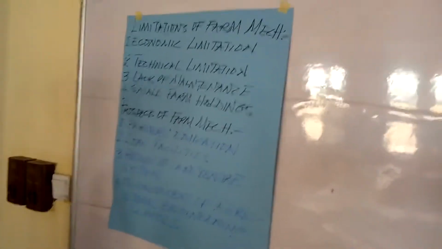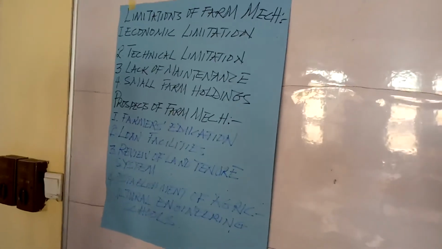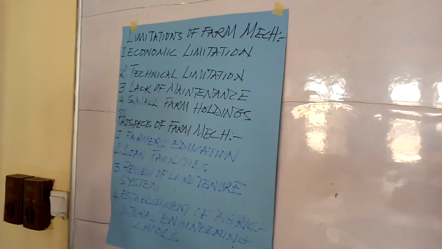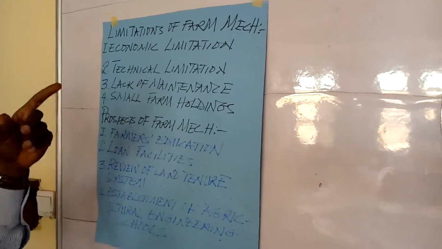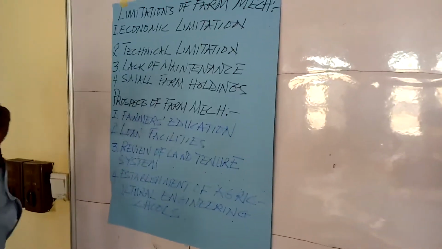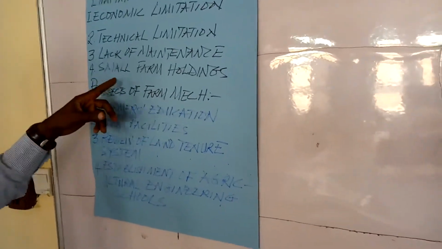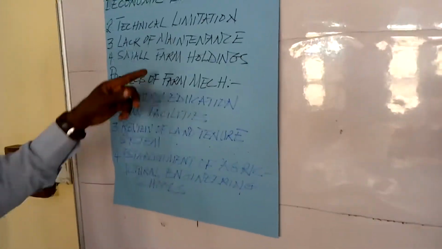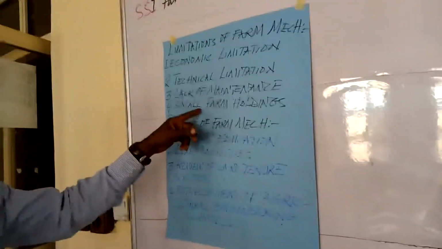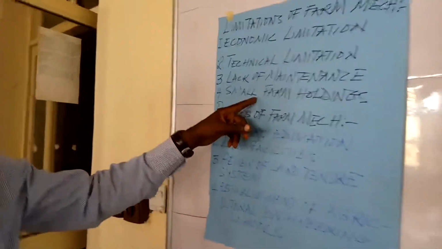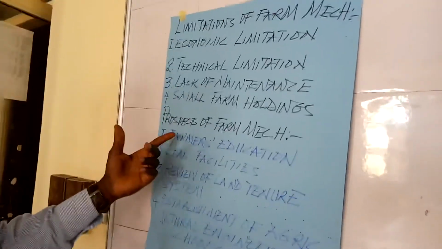Maintenance of machines is very difficult. In fact, in Africa, maintenance culture is very poor. So without maintenance, the machines are not going to serve the farmer the way they are supposed to. Then the fourth limitation is small farm holdings. This is also a limitation in the use of farm machines because the farmer doesn't have all his land in one place.